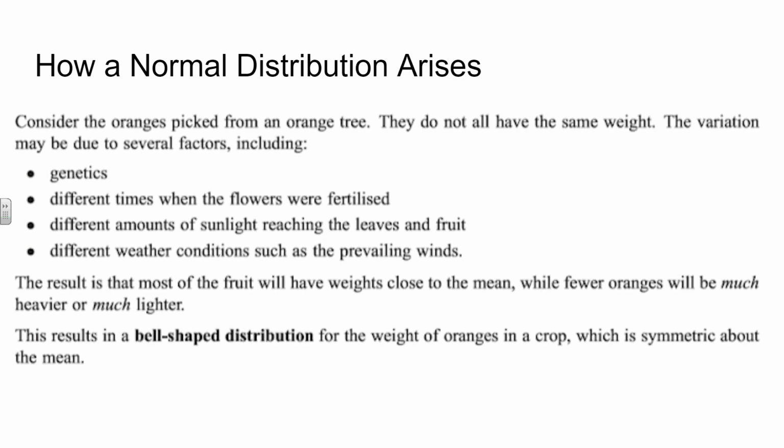Right? Now, how do they arise? They arise naturally, right? So genetics, different times flowers are fertilized, different amounts of sunlight reaching the leaves and fruits, different weather conditions. These are all variables that are going to affect whatever it is we're measuring here. In this case, we're talking about the weight of the oranges from an orange tree.